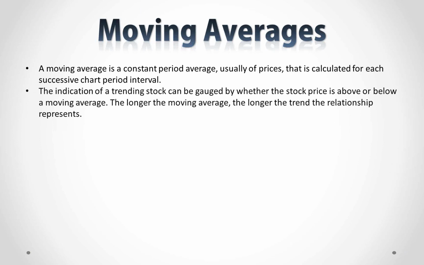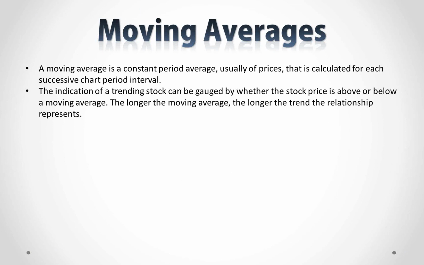So the indication of a trending stock can be gauged by whether the stock price is above or below a moving average. The longer the moving average, the longer the trend the relationship represents. So if you're looking at a 15-day moving average and prices above it, or a 200-day moving average and prices above it, then the price trend is going to be longer when price is above the 200-day moving average than the 50-day moving average, most likely. So the longer the moving average, when price is above it, usually the longer the trend has been going on for.